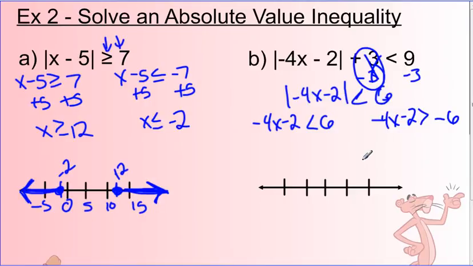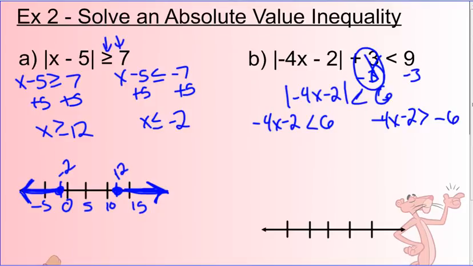There should be a negative. Okay. Now, we solve each of them separately. So you're going to give me some space. I think I'm going to need it here. We're going to add 2 to both sides. That gives you -4x is less than 8. Divide by -4. X is greater than -2.